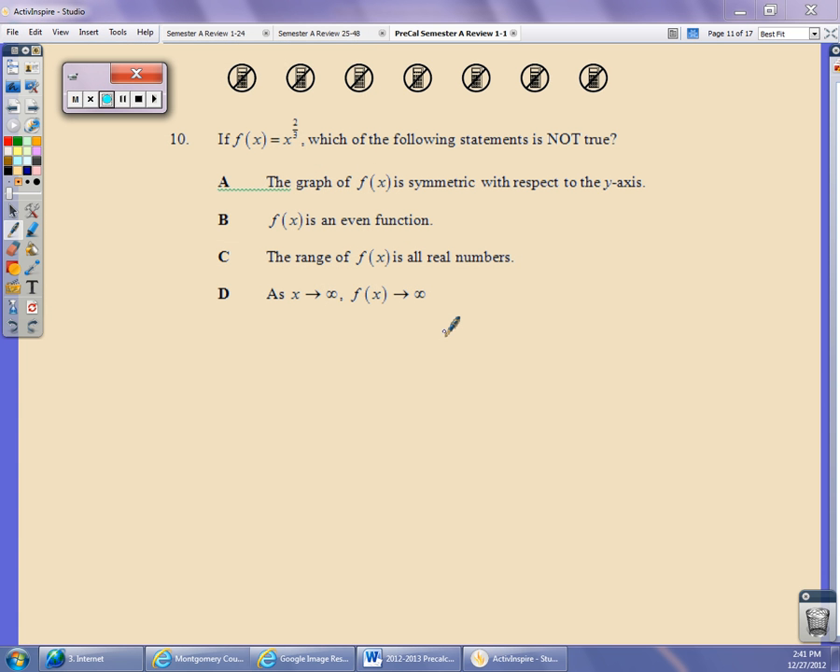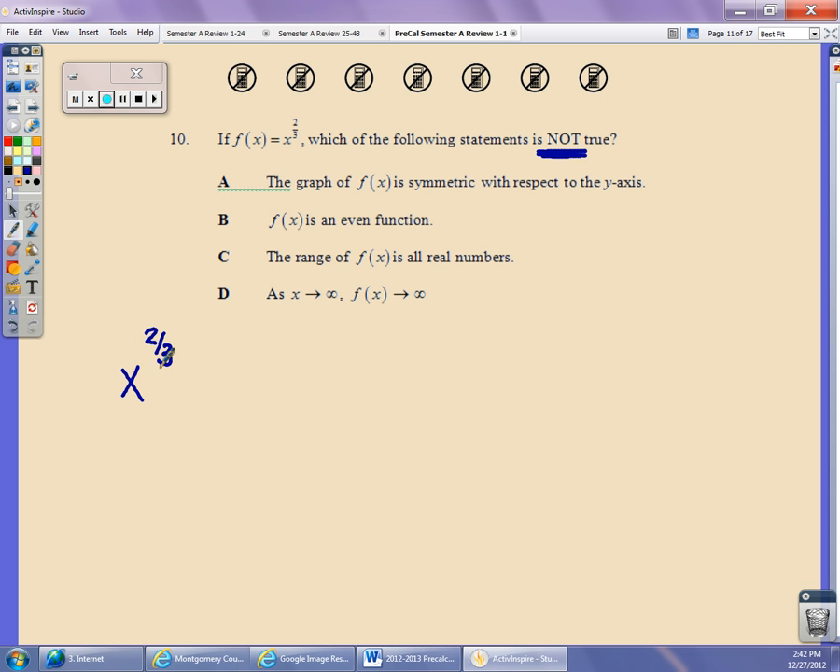Looking at number 10, it says if f of x equals x to the 2/3, which of the following statements is not true? Notice the word not here. Okay, so let's look at all of these and decide if they are true or not. Looking at f of x equals x to the 2/3, let's just look at that for a moment.